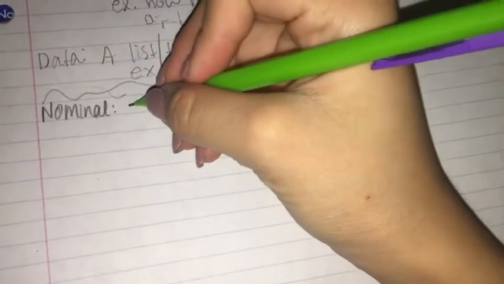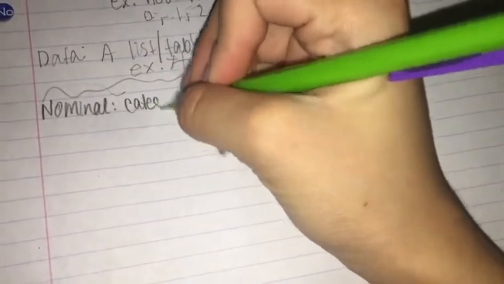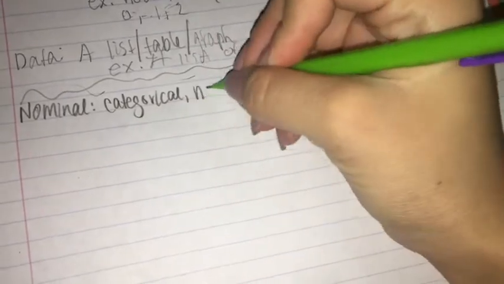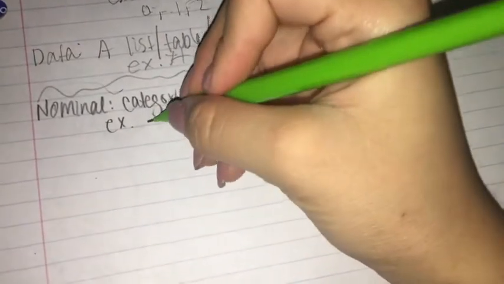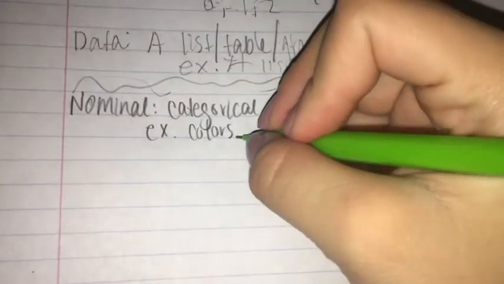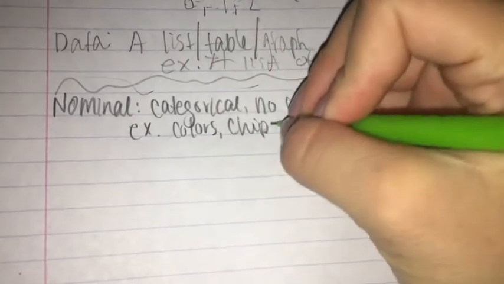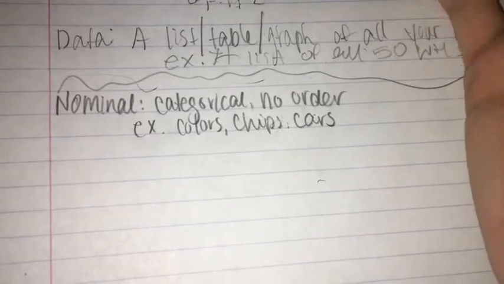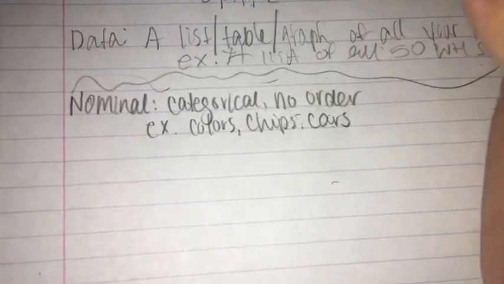I'm going to be going over the levels of measurement, and the first one is going to be nominal. Nominal is a level of measurement that's only categorical, and there is no order because it wouldn't make sense to order it. Examples would be colors. In addition to colors, you can also think of chips or cars. There really can't be an order for these, because it wouldn't make sense to say blue is ahead of red, or blue is more than red.